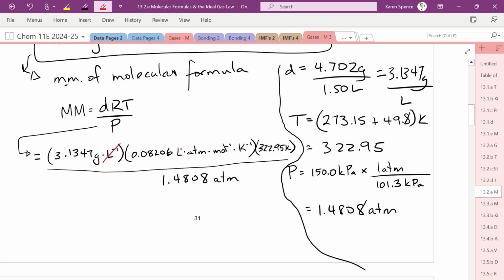And then divided by the pressure, which is 1.4808 atmosphere. Let's make sure our units all cancel correctly. Liters to the -1 cancel with liters. Atmospheres cancel with atmospheres. Kelvin to the -1 cancel with Kelvin. And we are left with grams per mole. Oh, so good, because that's what we want, grams per mole. I know it shouldn't be so exciting, but it is.